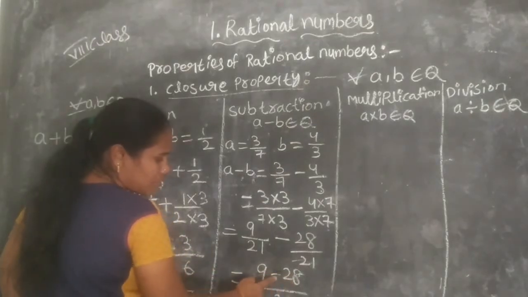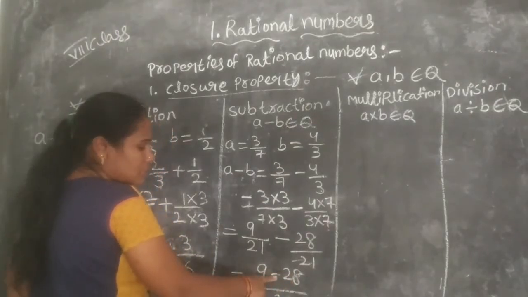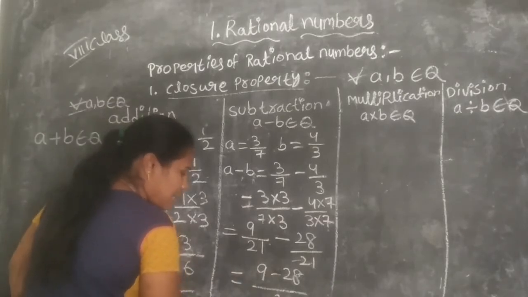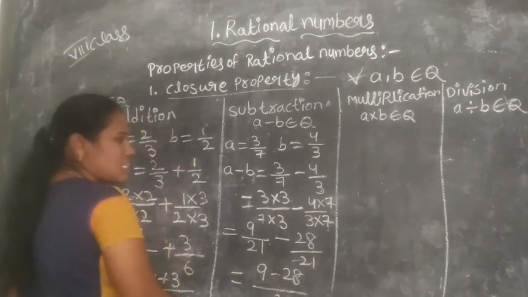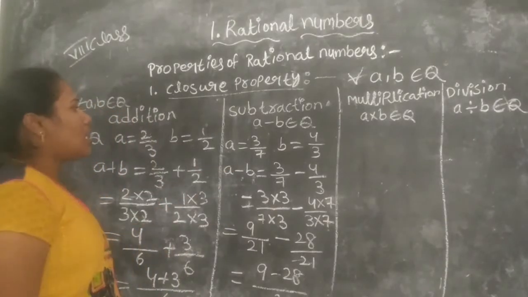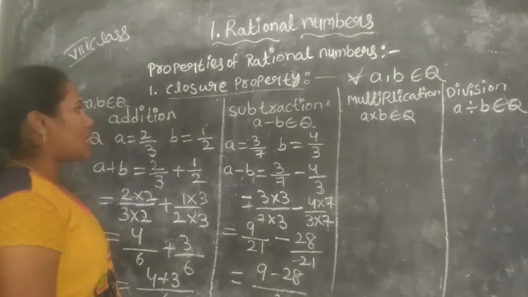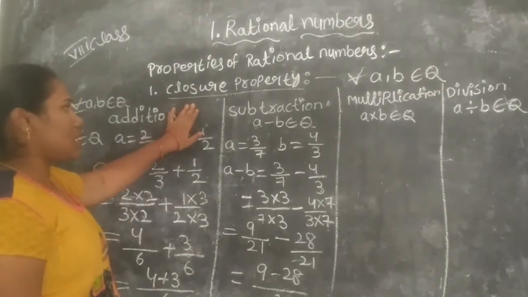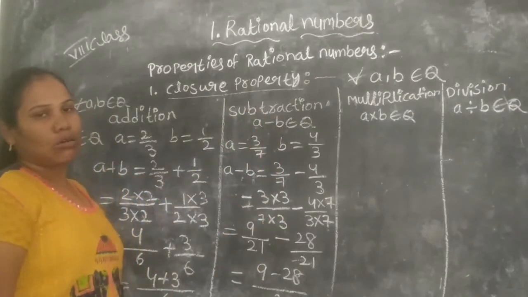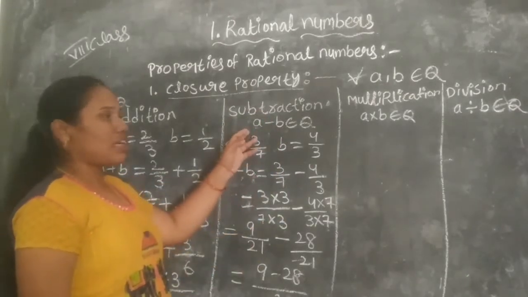For this number, which symbol is there here, friend? Minus. So minus 19 by 21. Is this a rational number? Yes, this is a rational number. So it is closed under subtraction also. This property is satisfied.